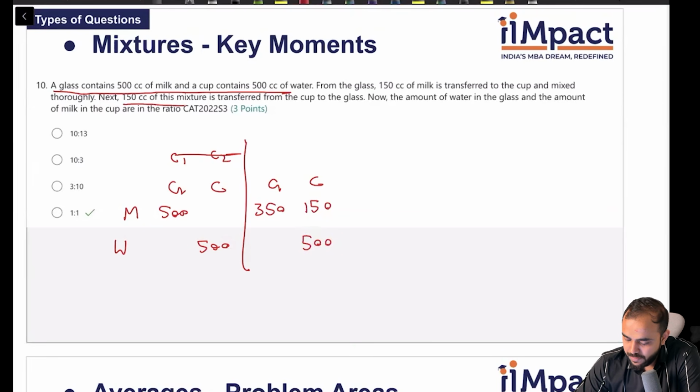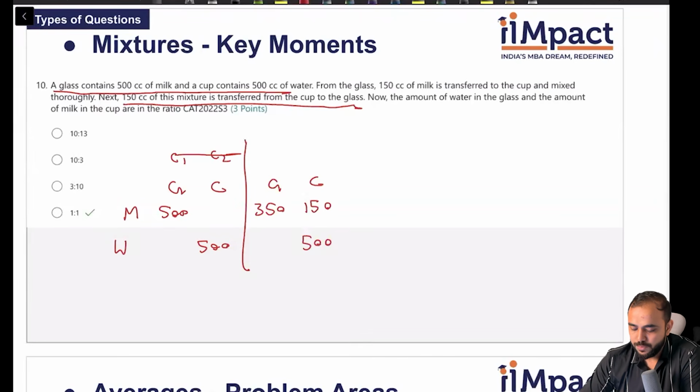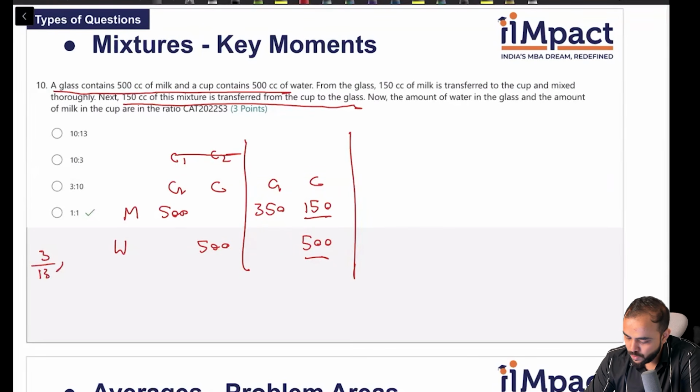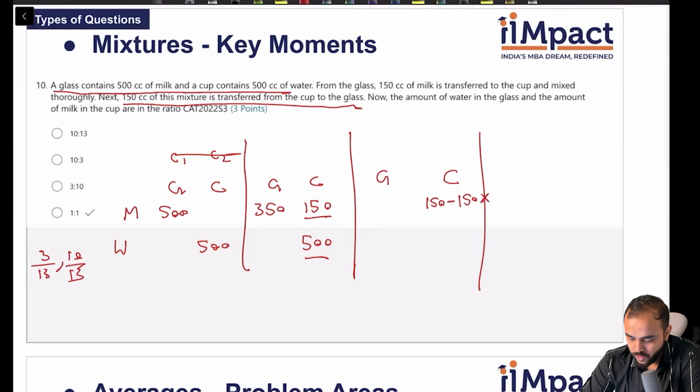Now 150 ml of this mixture is transferred from the cup to the glass. Now 150 ml is going to get transferred. How much is going to be removed? Now milk to water ratio. Now what is milk to total proportion? 3 is to 13 and water to total proportion is 10 is to 13. Correct? So glass and cup, 150 minus 150 into 3 by 13. This much milk is going to get removed from cup and going to get added here.